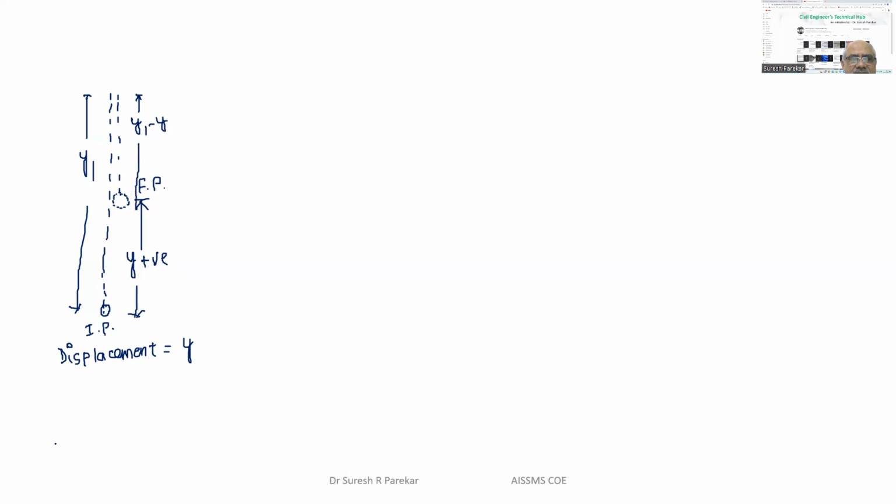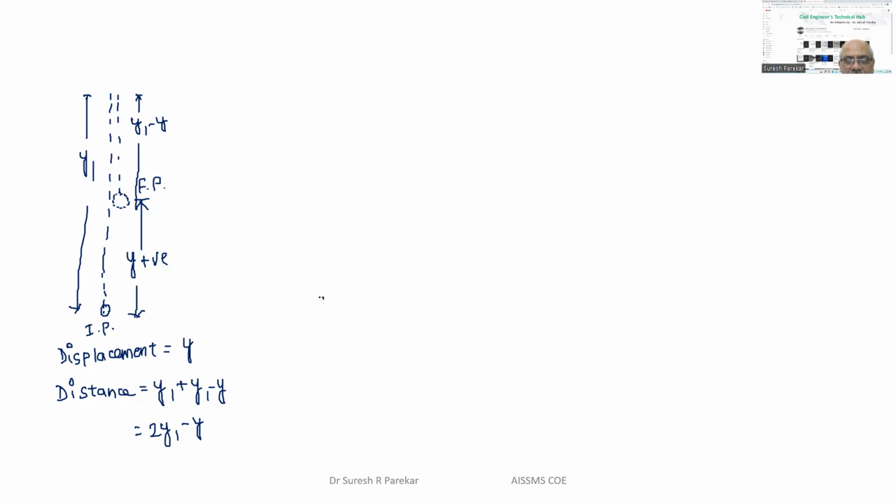Now, what is the distance covered? It is the path traced by the particle. It will first go up, so this will be y1. It will come down, so again plus y1 minus y. So what is the distance? 2y1 minus y. Displacement is y; distance traveled is 2y1 minus y. So try to understand the difference.